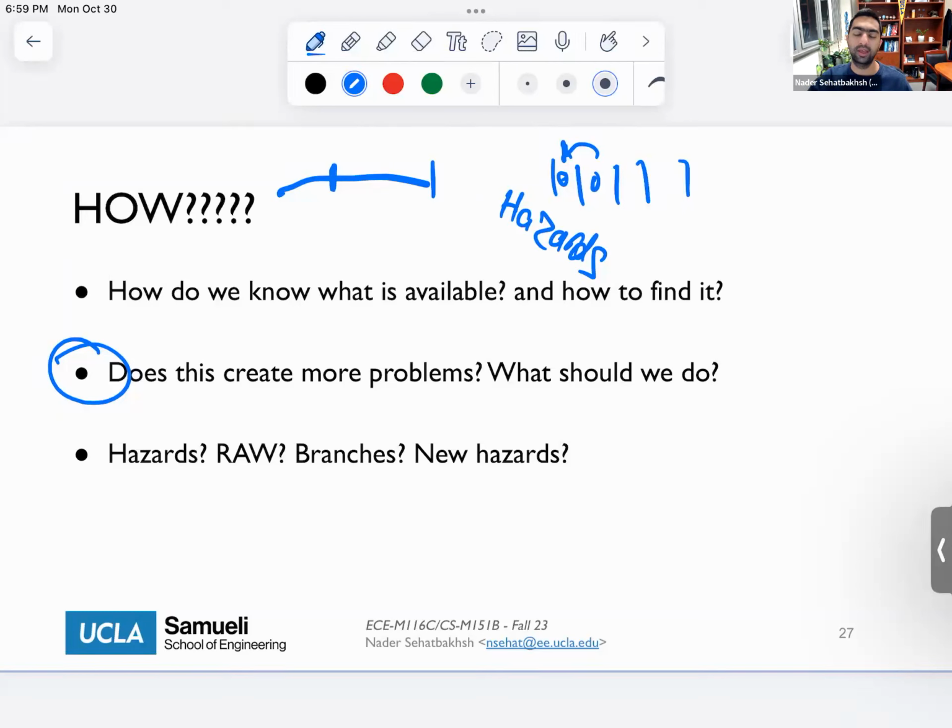And then of course you will have all these questions about what will happen to hazards. Are we going to have RAW data hazards? What about branches, and all those things? Are there going to be even new hazards? I'm going to explain all those things next week. But today I want to give you more of an overview of how we do this.